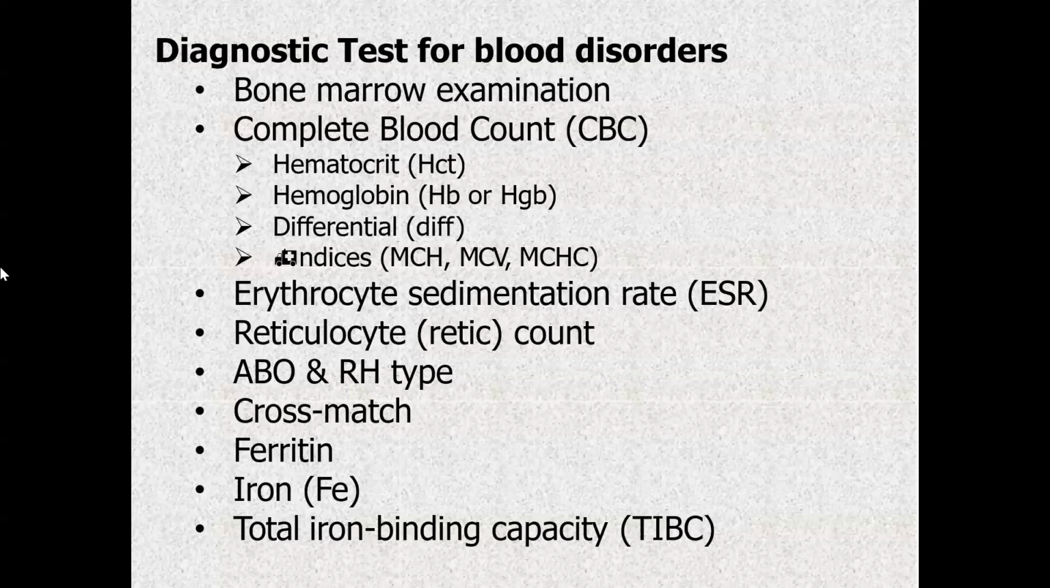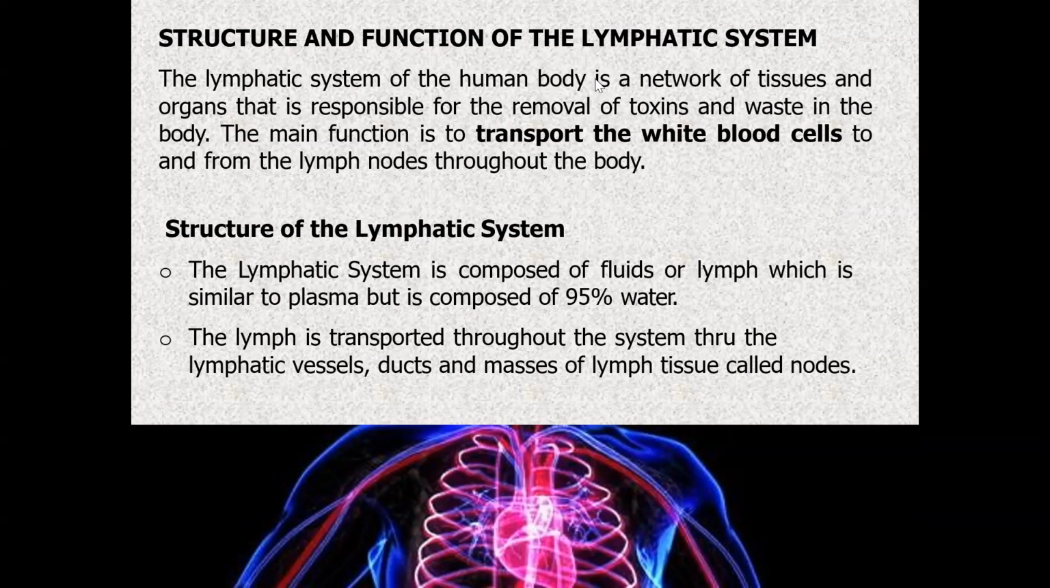Okay, next, ferritin, iron, and TIBC. This test measures the amount of iron, okay, in the RBC. Okay, so ito yung mga test na yan. So ito class, yan yung mga common test na ginagawa to diagnose a blood disorder. Now let's proceed to the lymphatic system.